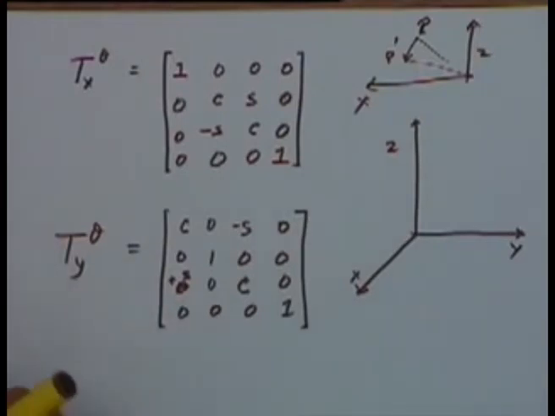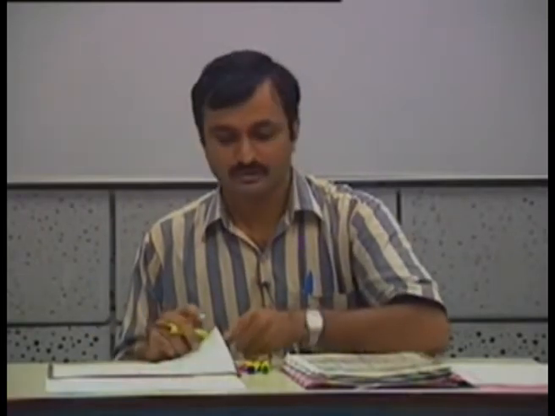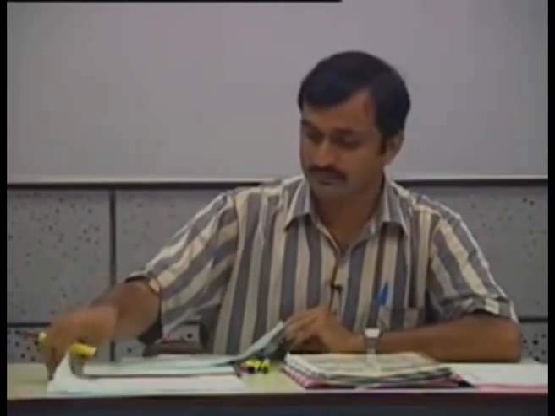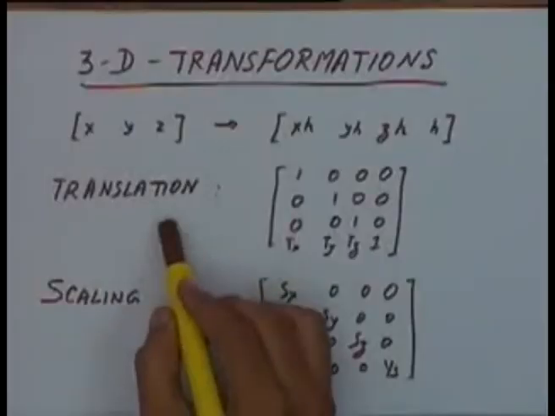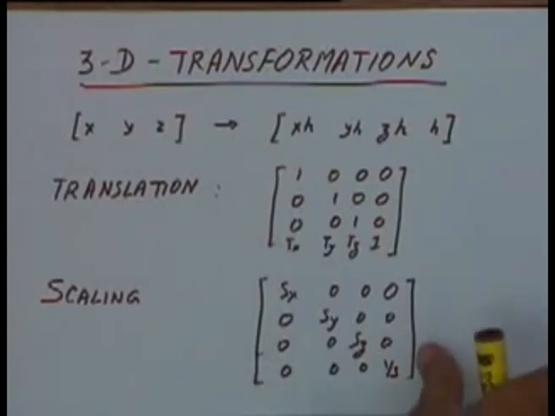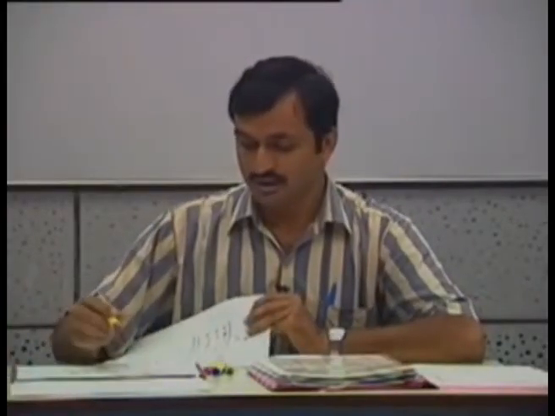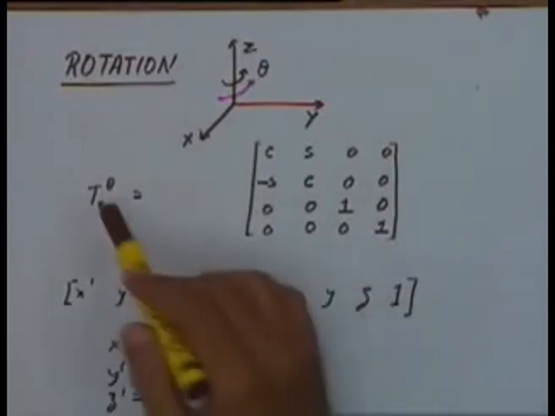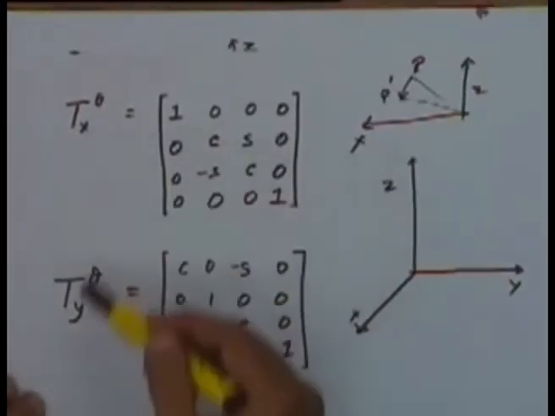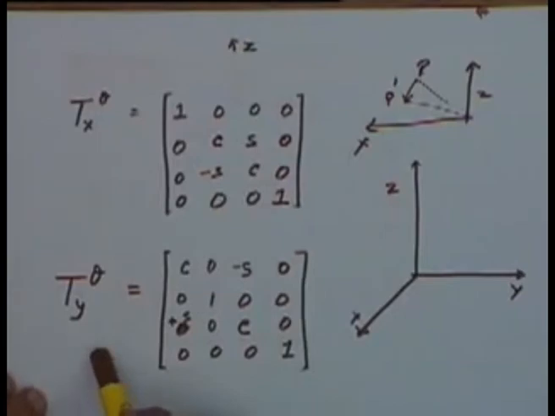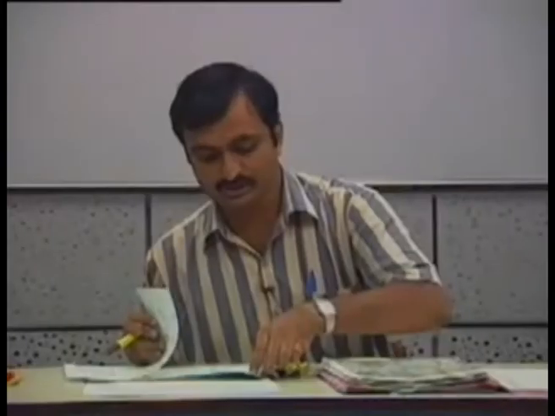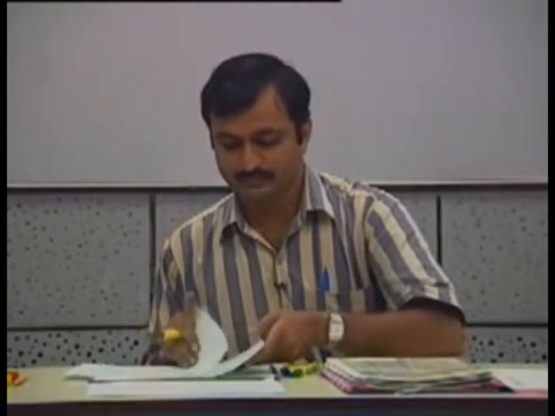So the basic transformations we have seen were translation, scaling, then rotation about the x axis, sorry, about the z axis, and about the x and the y axis. Now from these basic operations, let's try and get some of the other operations.